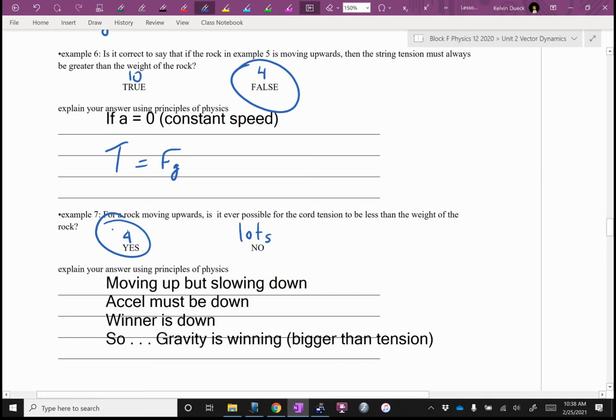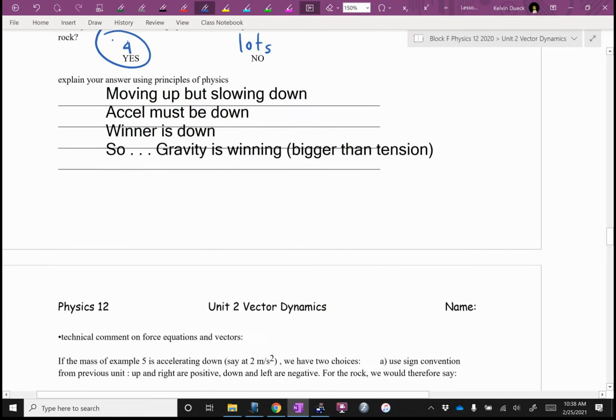Moving upwards doesn't mean you're accelerating upwards. Constant speed, then the forces are balanced. They have to be. Slowing down, well, then gravity's got to be bigger. Tension's smaller. Yeah? Okay. Next page.